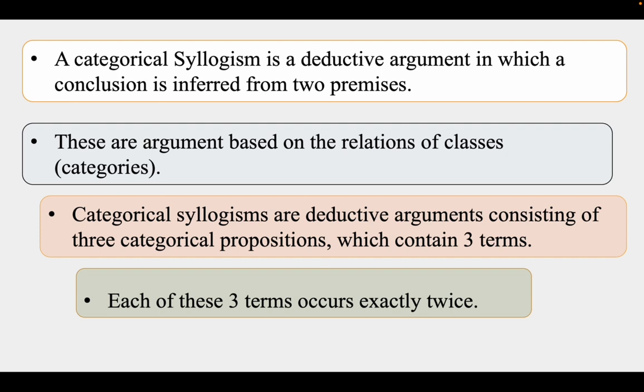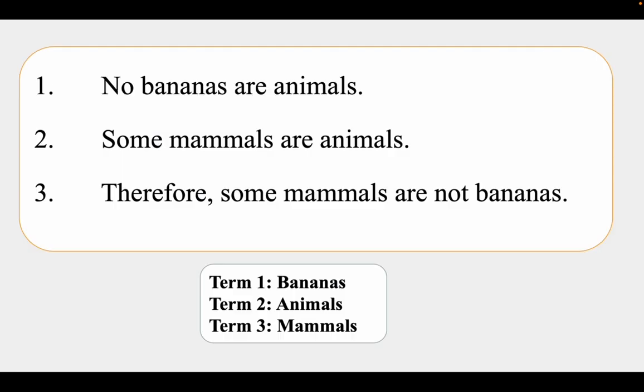And a categorical syllogism is an argument that is based on the categories. That's why it's called categorical syllogism. Categorical syllogisms are arguments that contain three terms. So they have three statements and they have three terms. Each of these three terms occurs exactly twice in the argument. Let me show you how.